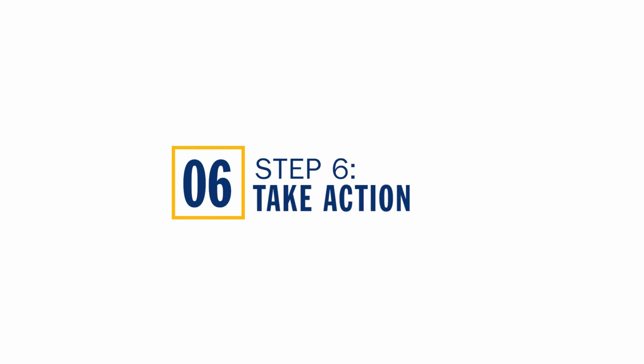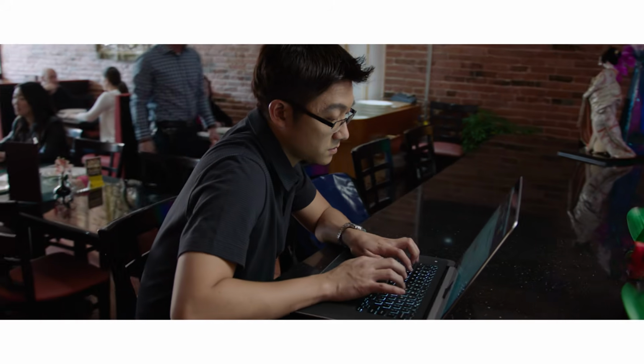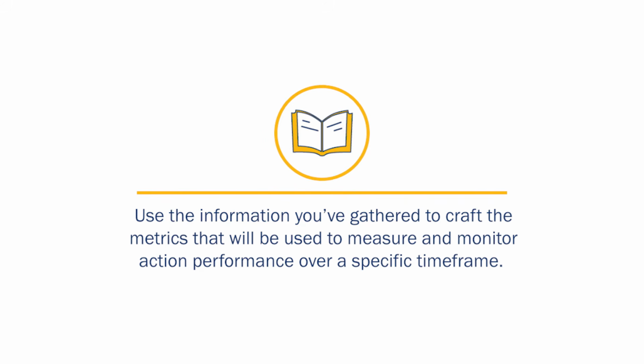Step 6. Take action. Now you put principle into practice and you make the alternative selected a reality. Choosing an alternative without action would stall the decision-making process. Use the information you've gathered to craft the metrics that will be used to measure and monitor action performance over a specific time frame.